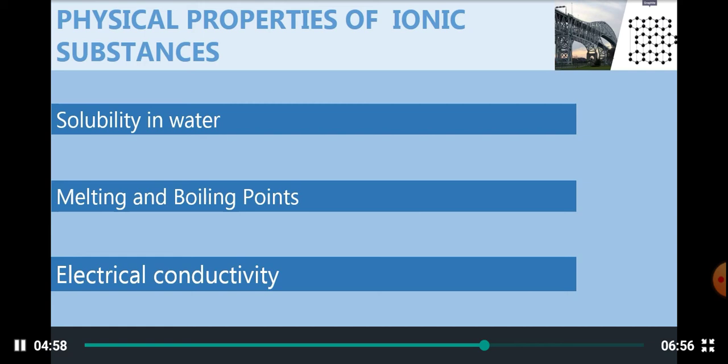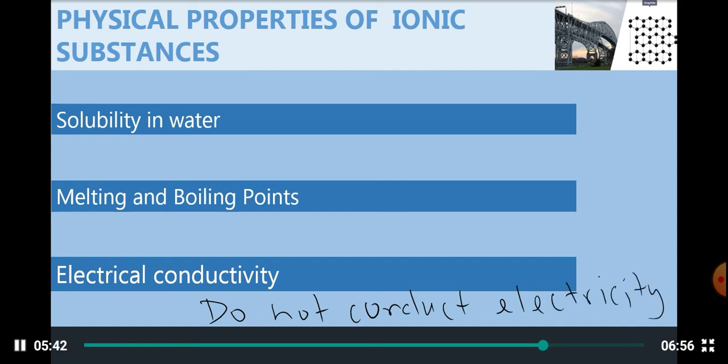Electrical conductivity. Ionic substances such as sodium chloride, zinc chloride, magnesium fluoride, and others conduct electricity only in molten and solution forms, but do not conduct electricity in solid state. Why do you think this is so?